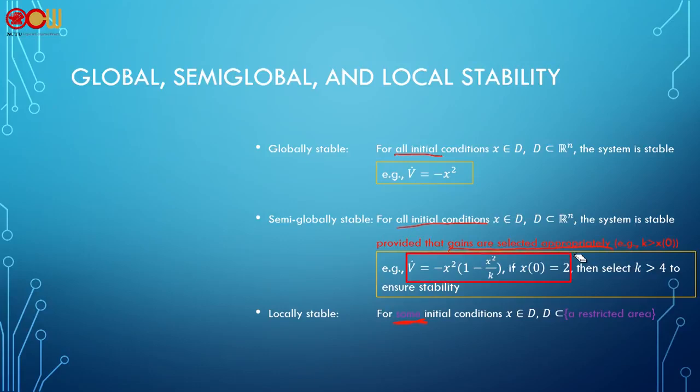If the x initial condition is 2, this is what? 4, right? 2 squared is 4. Then you have to select k greater than 4 to make sure this one is smaller than this, and the summation will be greater than 0, and V dot will be negative, definitely. Provided that the gain is selected properly, which means it depends on the initial condition. And local means not this and not this. The stability is only guaranteed if you start from some local region, not anywhere.